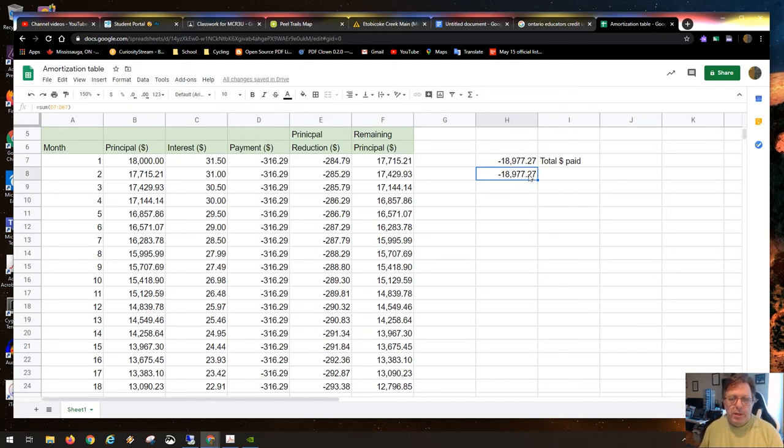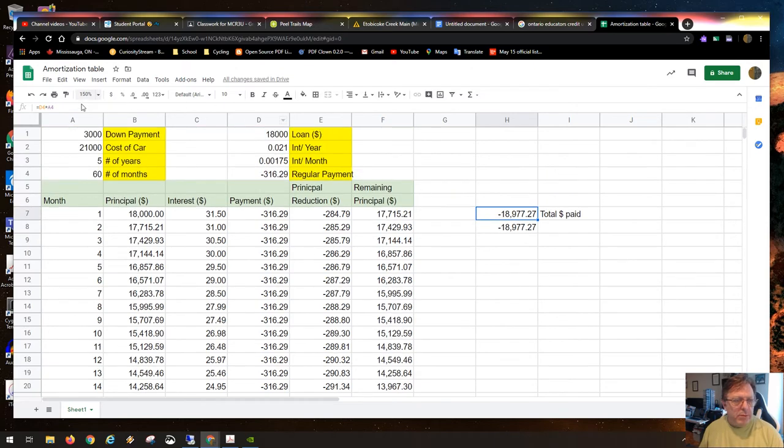Well, in other words, what I did by multiplying the number of months times my regular payment should be the same as summing every number in this column. These should be the same number. And if they're not, you're doing something wrong, okay? That's the total amount of money paid for a car.